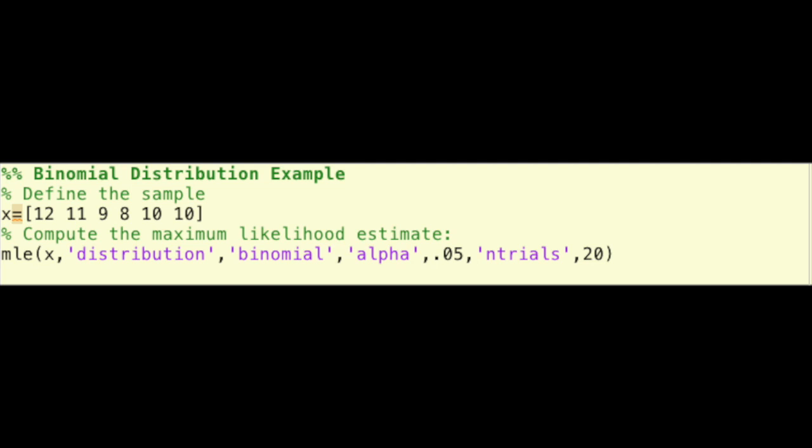To estimate the parameter p using the MLE function in MATLAB, we have to provide the data, or x. Then we have to tell it which distribution we believe models that data. So we use the option and value pair of distribution and binomial. We request a confidence of 95% in our estimate by setting our alpha value to 0.05. And since we know the n, or n trials parameter, of the binomial distribution to be 20, we set that value as well.